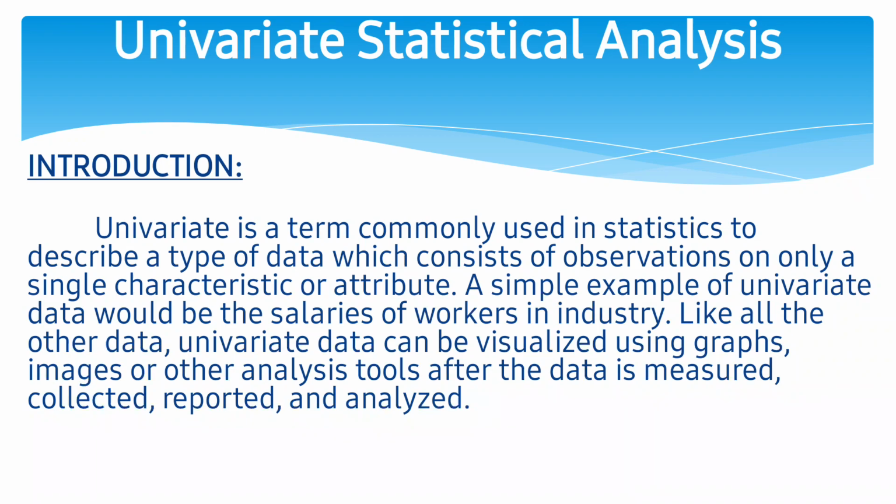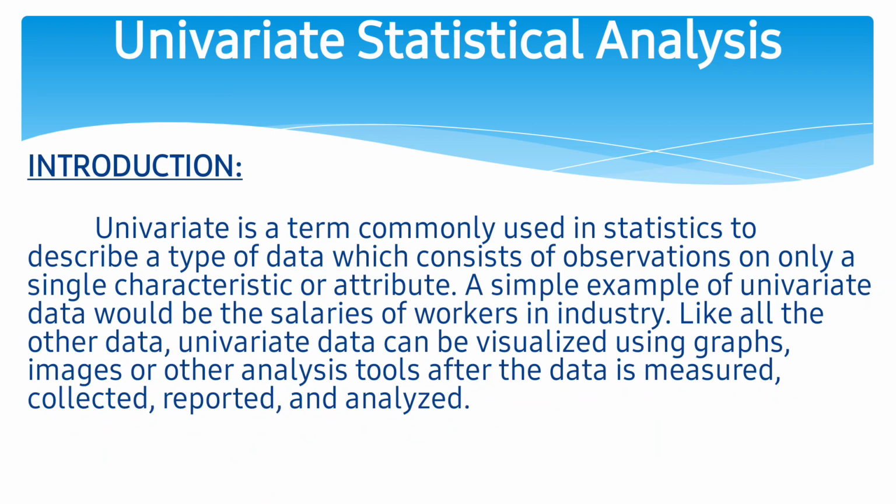And next, univariate statistical analysis. Univariate is a term commonly used in statistics to describe a type of data which consists of observations on only a single characteristic or attribute. It focuses on analyzing one variable at a time. It involves examining the distribution, central tendency, variability, and other characteristics of a single variable without considering relationships with other variables. For example, salaries of workers in an industry.